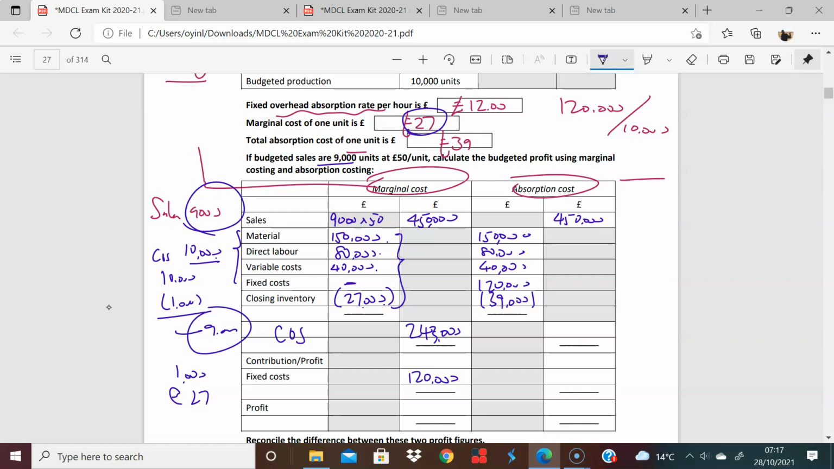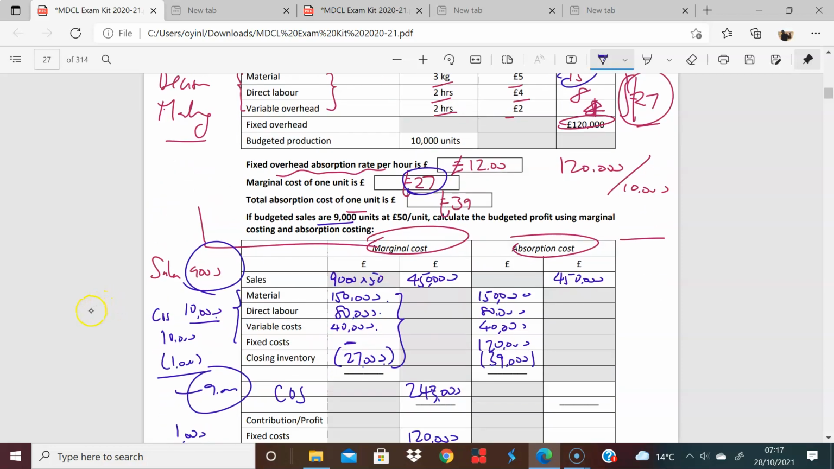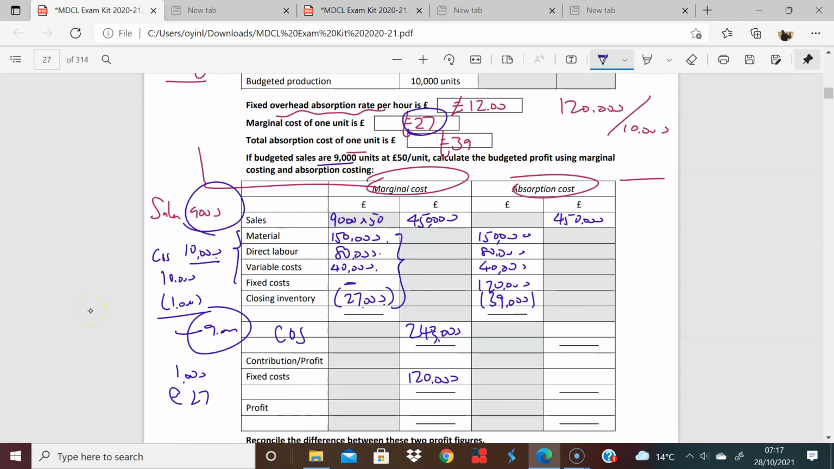And then I do the same thing here. Remember that fixed costs are part of the process when it comes to absorption. So I have 150,000 plus 80,000 plus 40,000 plus 120,000 minus 39,000. And so I have here 351,000. And therefore my contribution here, I don't have any fixed cost here, of course.